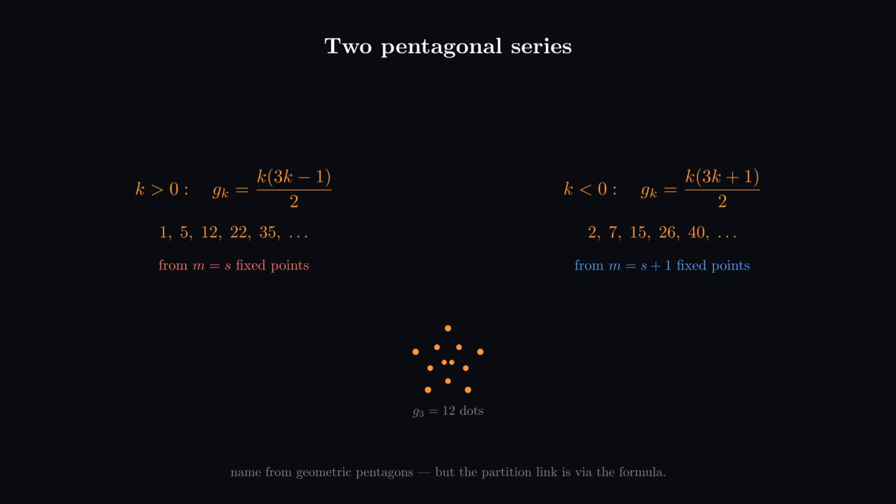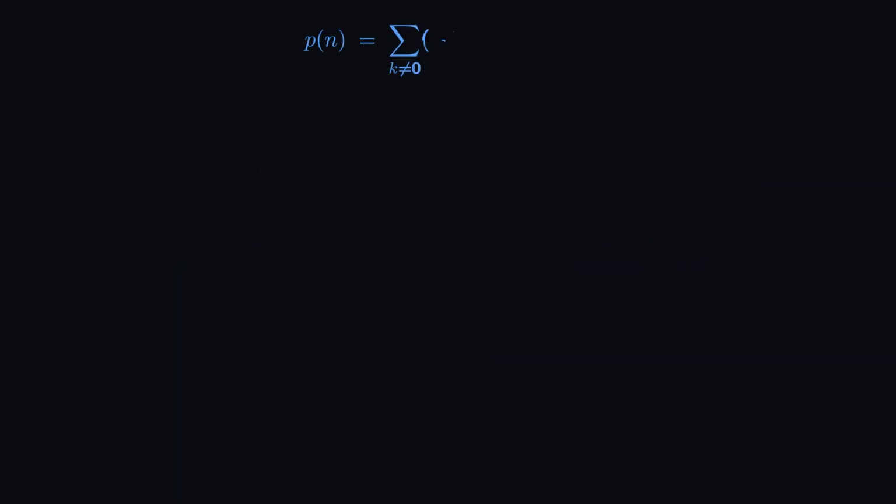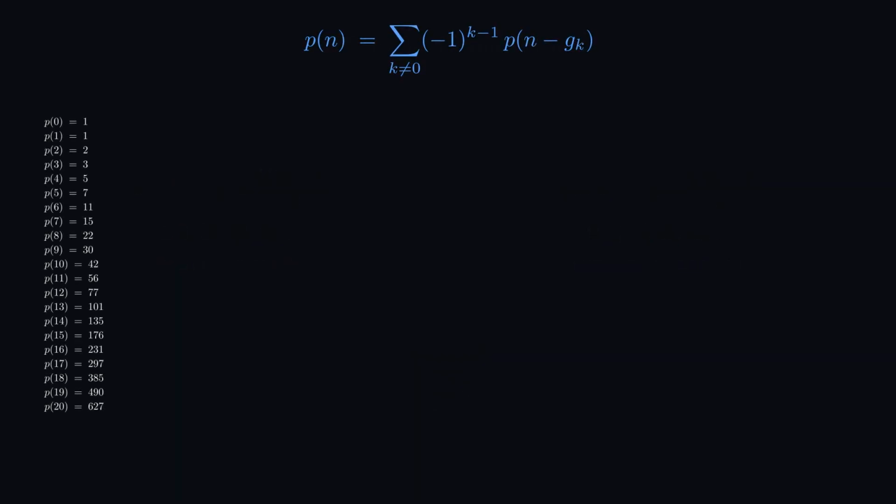The name pentagonal comes from geometric heritage. The pentagonal numbers count dots in nested pentagons, but the link to partitions is the formula, not the geometry. Watch how p of 20 falls out from a handful of earlier values, indexed by pentagonal offsets with alternating signs.